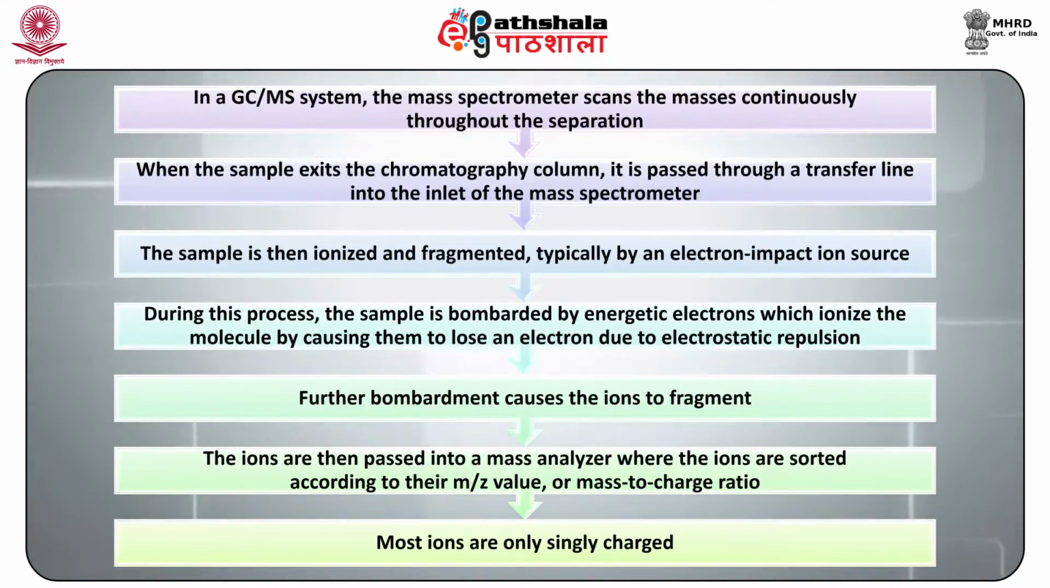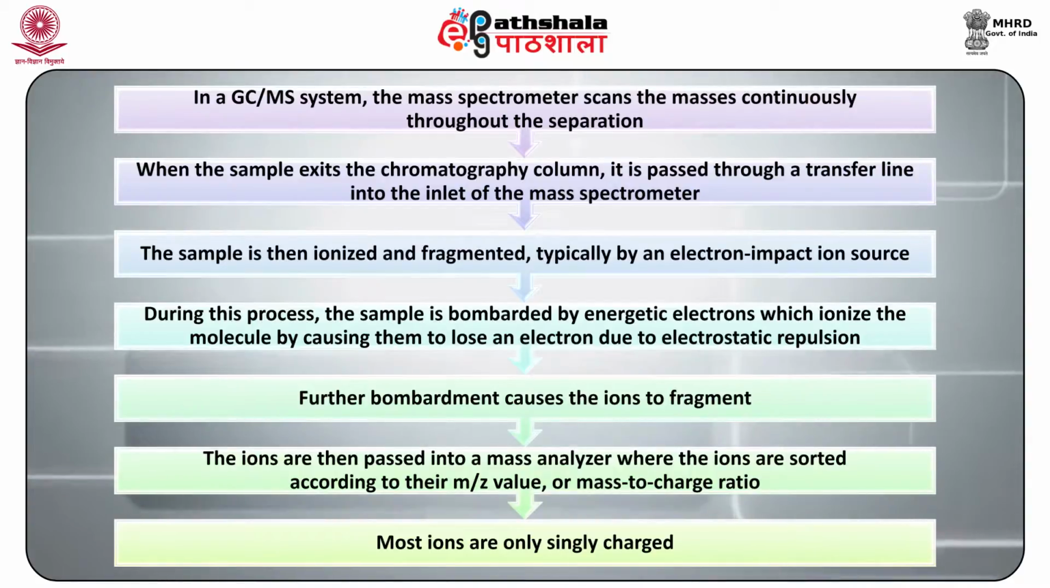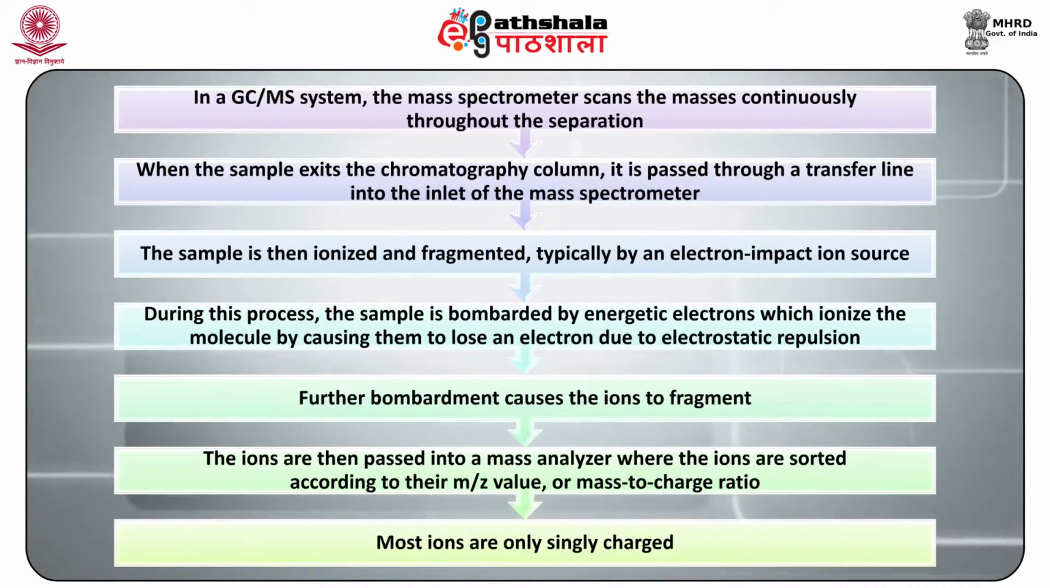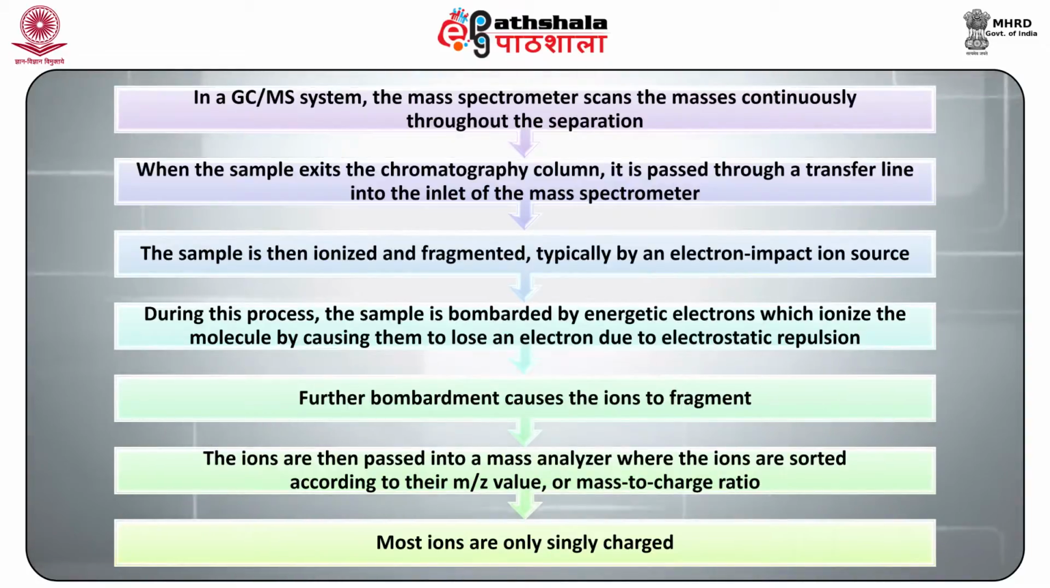The sample is then ionized and fragmented, typically by an electron impact ion source. During this process, the sample is bombarded by energetic electrons which ionize the molecules by causing them to lose an electron due to electrostatic repulsions. Further bombardment causes the ions to fragment. The ions are then passed into the mass analyzer where the ions are sorted according to the m/z value, or mass to charge ratio. Most ions are only singly charged.